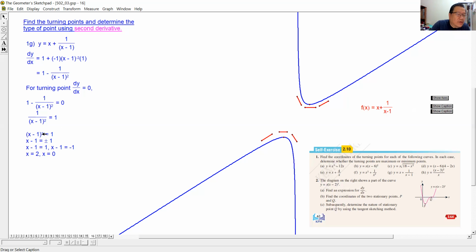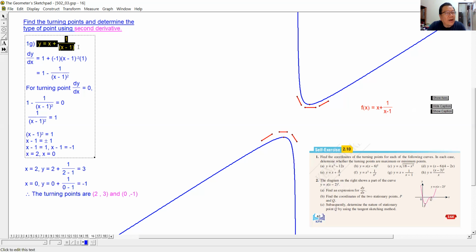Then I take square root. Square root on the left hand side becomes x minus 1. Square root on the right hand side becomes positive or negative 1. So when you take square root, you have to write down positive or negative. Okay, so x minus 1, if it is positive 1, then the x is 2. X minus 1, if it is -1, then the x is 0. Okay, so x equals to 2, I substitute back into the y here.